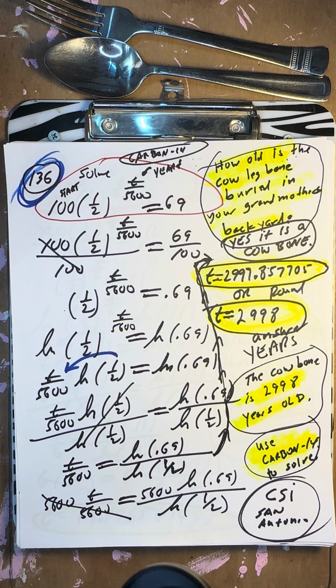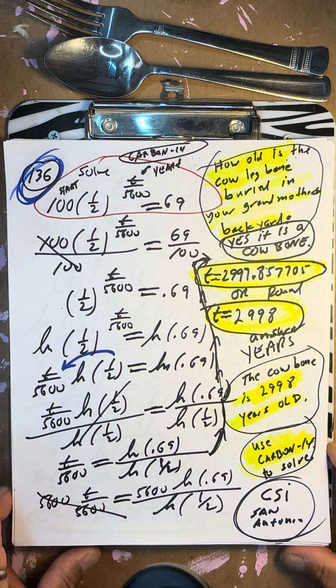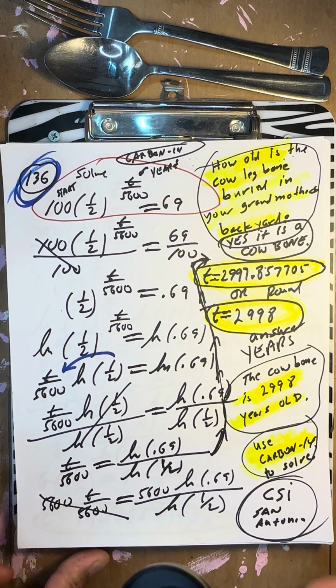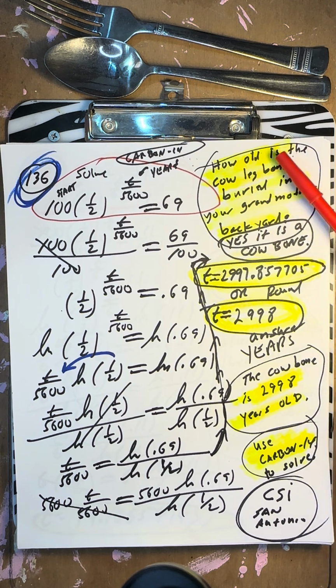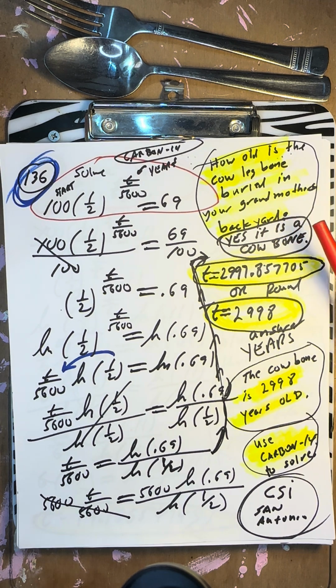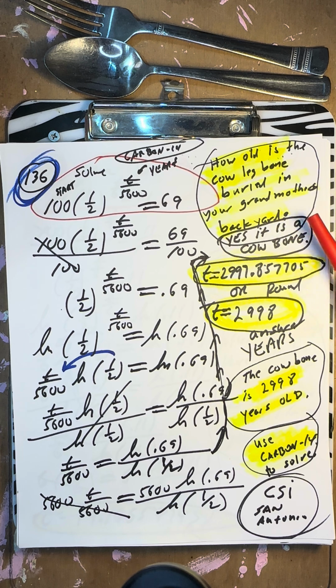Your grandma's house, digging up in the back. She said, go play in the back. Go there. And then you find, hey, dirt. There's bones down here. Wow. You find an old bone. How old is it? The cow leg bone buried in your grandma's backyard. Yes, it's a cow leg bone. It's a leg bone, it's not a human. It's a leg bone from a cow. Yes, it's a cow bone.